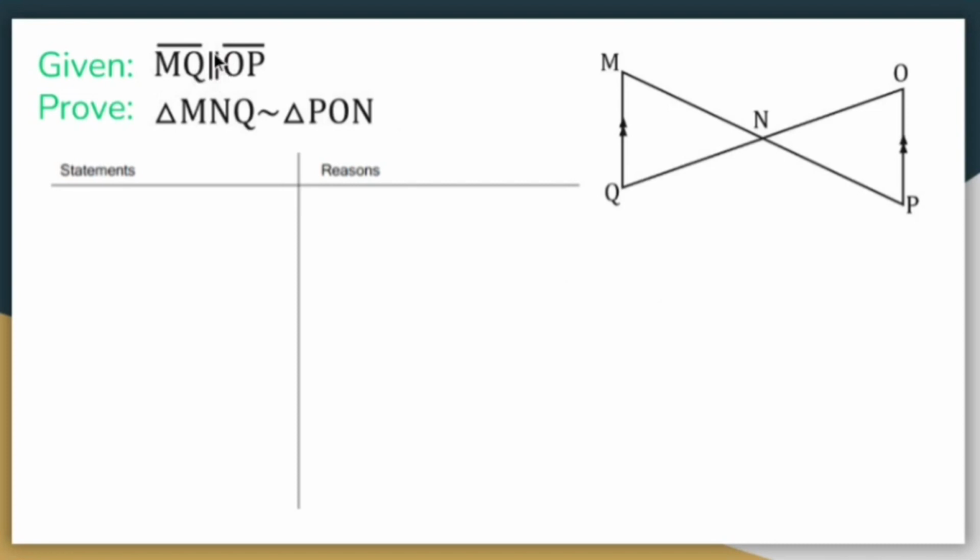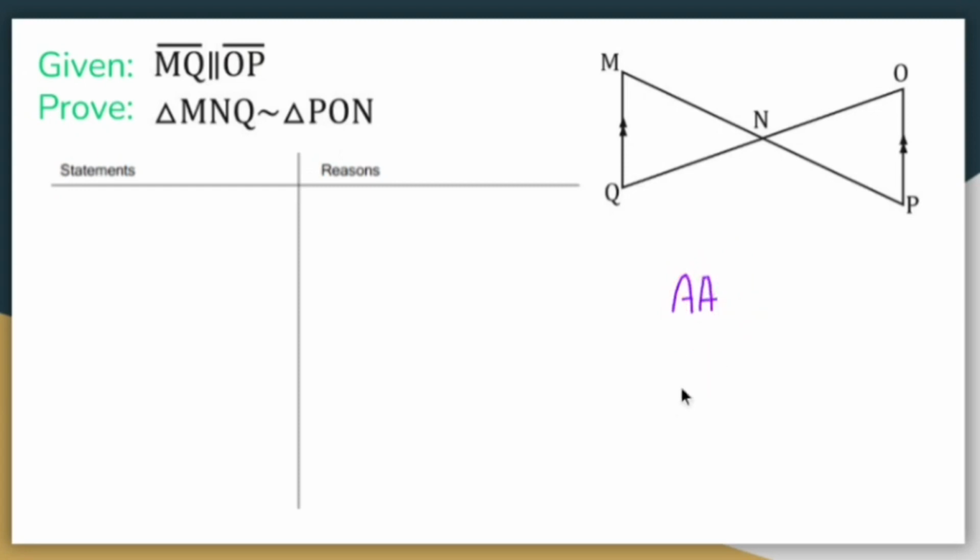Given MQ is parallel to OP, I need to prove that MNQ is similar to PON. Remember, similar is not congruent. It can be, but it's not. With congruent, we had SSS, SAS, ASA, AAS, HL, HA, LL, LA, and you're like, well, which one should I use? With similarity, we only have three that we need to worry about.